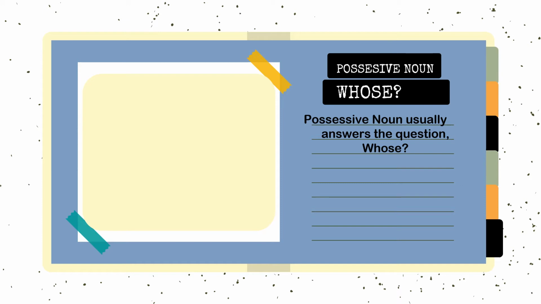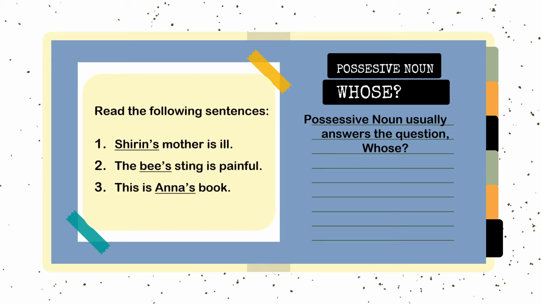A possessive noun usually answers the question whose. Refer to these examples for a better understanding. Shirin's mother is ill. The bee's sting is painful. This is Anna's book. A question can be framed on each of these sentences, which basically answers the question whose. For instance, Shirin's mother is ill. Whose mother is ill? The bee's sting is painful. Whose sting is painful? This is Anna's book. Whose book is it? Now the singular nouns in these examples are Shirin, bee and Anna.